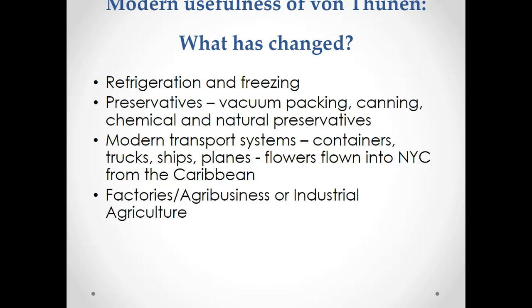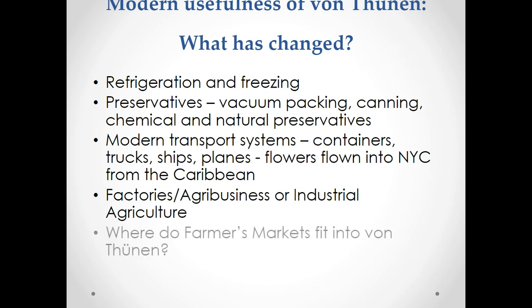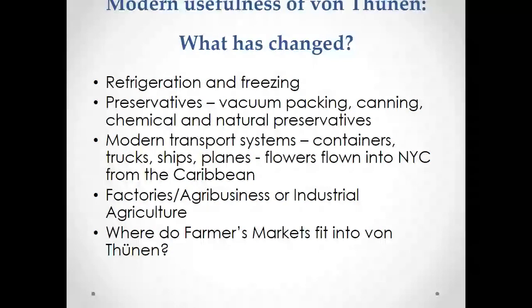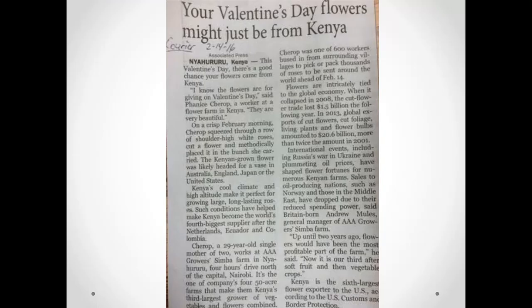Factories and agribusiness or industrial agriculture. That's a huge thing that didn't exist in 1826. They didn't have huge farms where they were producing all this stuff. And where do farmers markets fit into von Thunen's model?